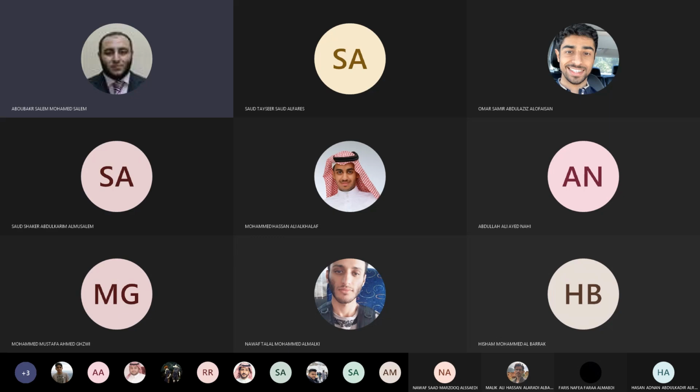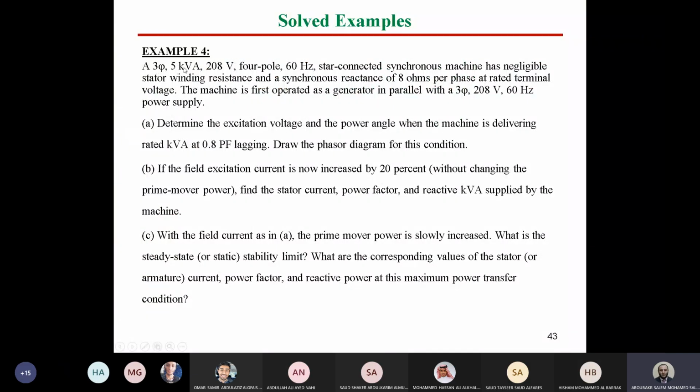Last class we started this example: a 3 phase, 5 kVA, 208 volt, 4 poles, 60 Hz, star connected synchronous machine has negligible stator winding resistance, so Ra equals 0, and a synchronous reactance XS equals 8 ohms per phase at rated voltage. The machine is first operated as a generator in parallel with a 3-phase supply with the same voltage and frequency.